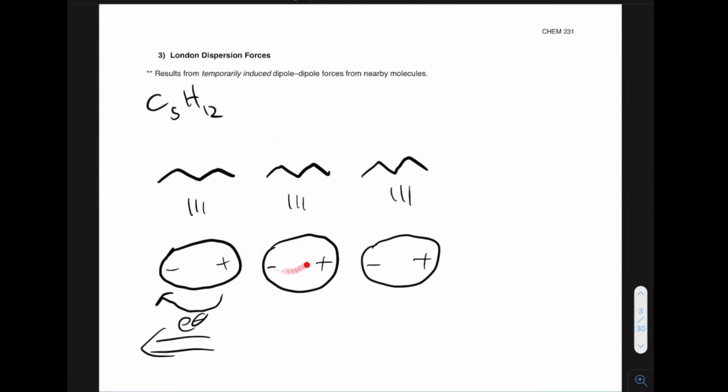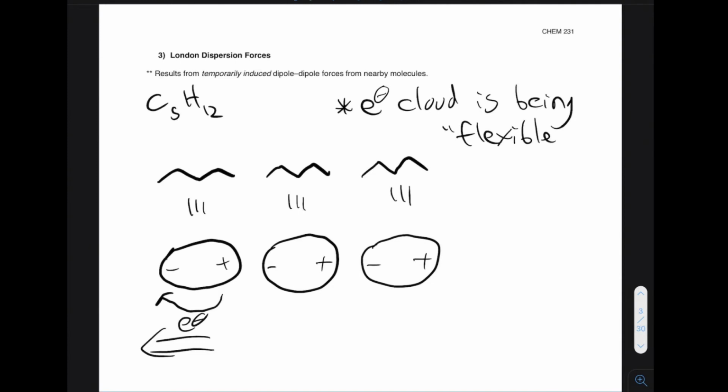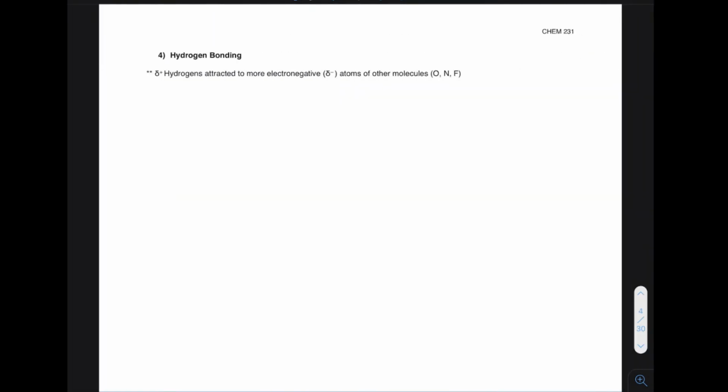If you have these pentane molecules flying around, the electron cloud is going to be warping a lot. You can think of it this way too, where the electron cloud is being flexible, being malleable, where it'll change in one direction then to another, keeping everything together. So London dispersion forces are a catch-all for something that isn't as obvious as dipole-dipole moments, ion dipole moments, or hydrogen bonding. So for the last example, we are going to talk about hydrogen bonding.